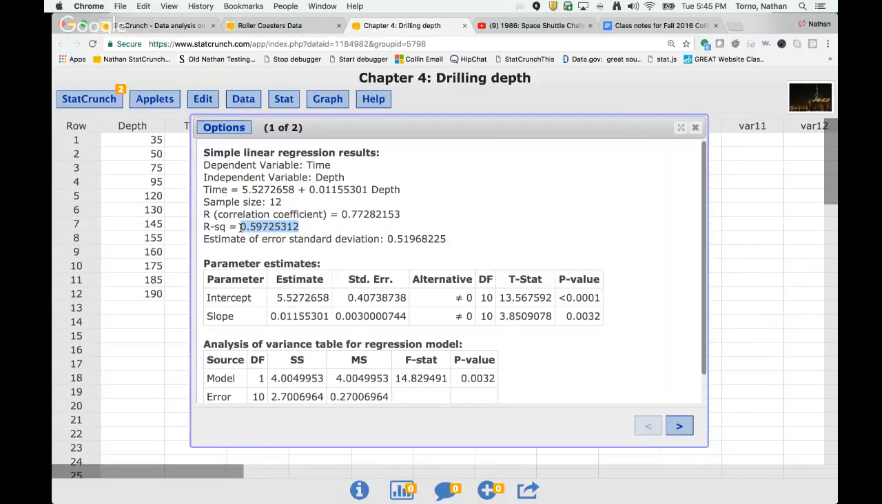So what's the interpretation of the R-squared in this case? Again, the depth predicting the time. A rough interpretation would be roughly 60% of the variation in time it takes to drill is based on the depth. So roughly 60% of our time variation is based on our depth.